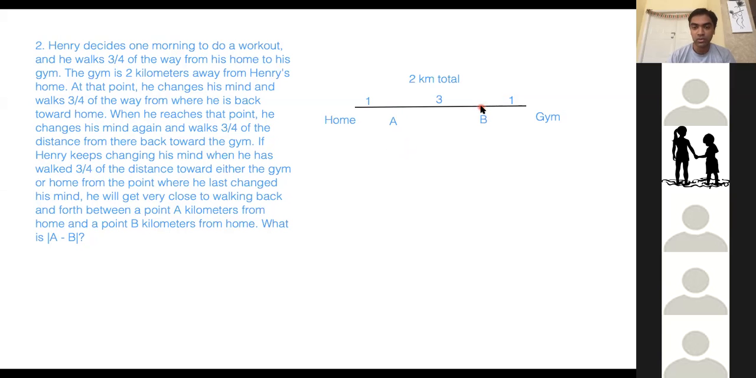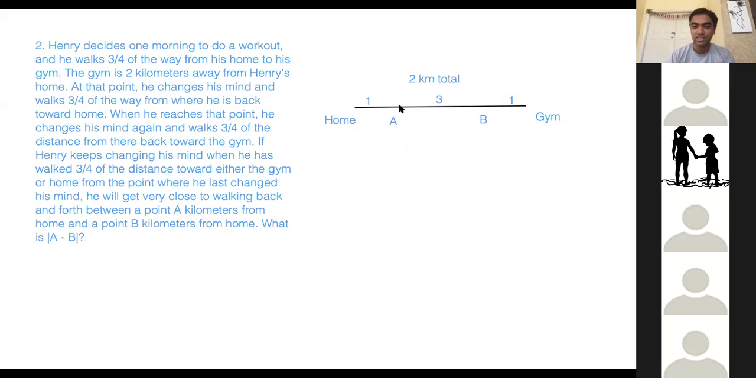What happens is basically from B, if you go 3/4 of the way home, you reach A. And from A, when you go 3/4 of the way to the gym, you reach B. So that should be the property of these 2 points. So let's say B is some position that's B units from home. The nice thing that we know here is that A then has to be 3/4 of the position of B. And similarly, B has to be 3/4 of the distance from A to the gym.